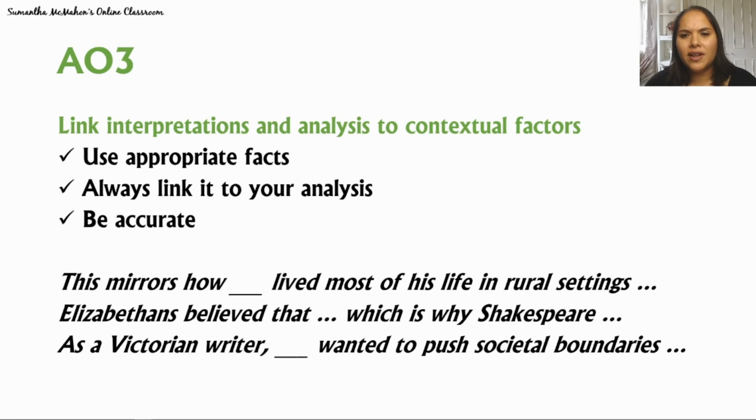As a Victorian writer, let's take Dickens. As a Victorian writer, Dickens wanted to push societal boundaries. He wanted to highlight the differences between the different classes in A Christmas Carol by using Scrooge to represent the higher class and to challenge how the higher classes treat lower classes. So there, once again, I'm linking Victorian society to the actual text.